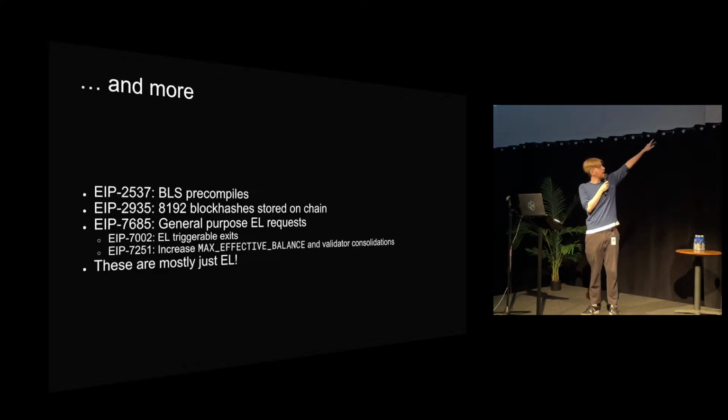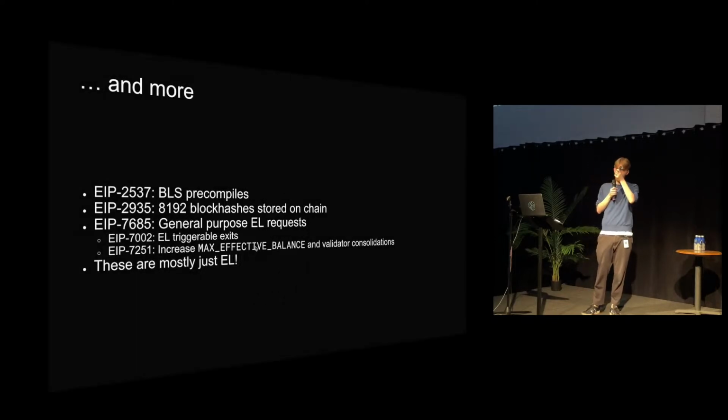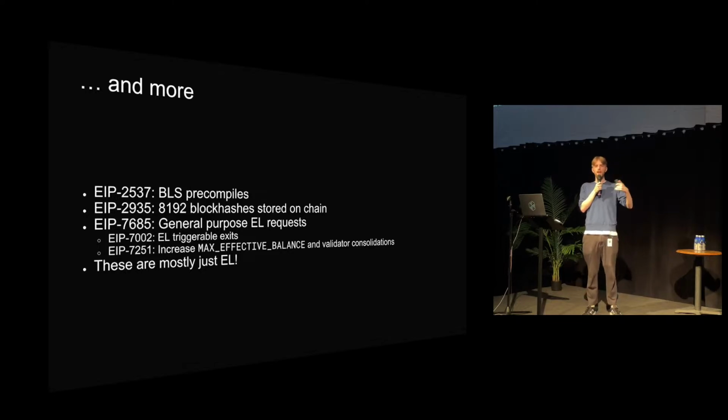The 7685, 7002, and 7251 are mostly, in my mind, code organizational things. So we've essentially created a general way for the execution layer to talk with the consensus layer, which allows us to do consensus exits for validators on the execution layer. And it was also used in 7251, which increases the max effective balance for validators and allows you to consolidate multiple validators into one, which should be cheaper.